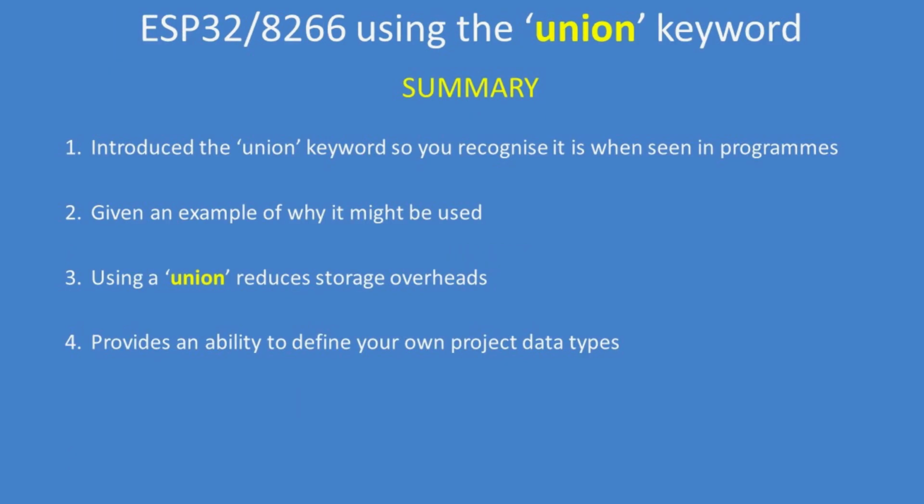In summary then, a union is a keyword, so you can recognize it when you see it in programs, and hopefully now have a brief insight as to why it's being used. I've given examples of why it might be used, and using a union reduces storage overheads, which is very important if you've got particularly large amounts of data you want to store, and that ability to define your own data type is exceptionally useful.